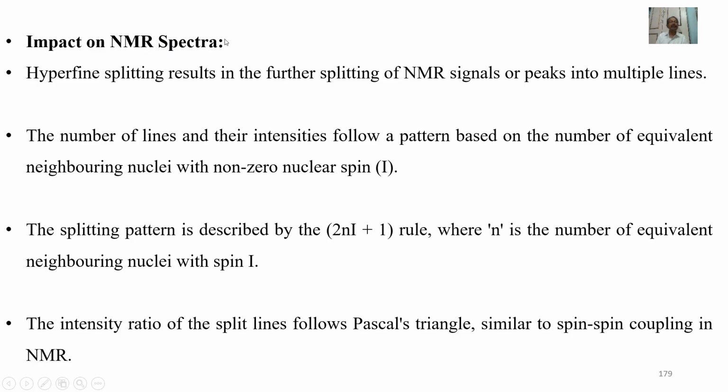Impact on NMR spectra. Hyperfine splitting results in the further splitting of NMR signals or peaks into multiple lines. The number of lines and their intensities follow a pattern based on the number of equivalent neighboring nuclei with non-zero nuclear spin I. The splitting pattern is described by the 2nI plus 1 rule, where n is the number of equivalent neighboring nuclei with spin I. The intensity ratio of the split lines follows Pascal's triangle, similar to spin-spin coupling in NMR.